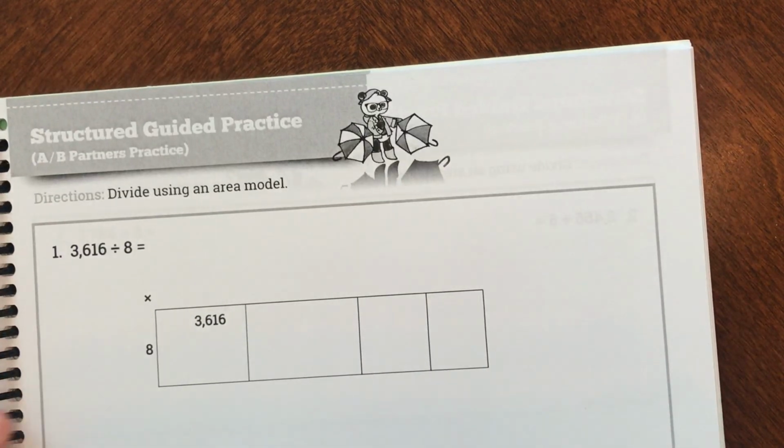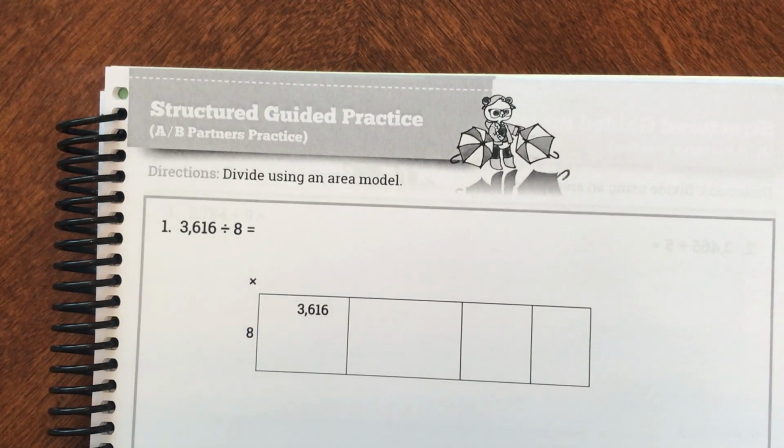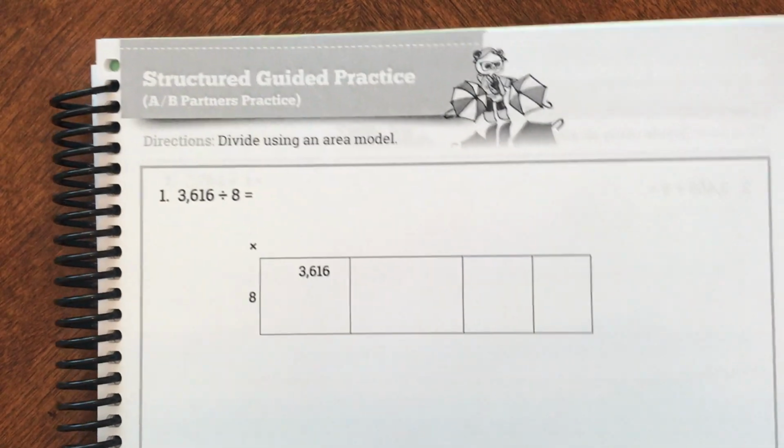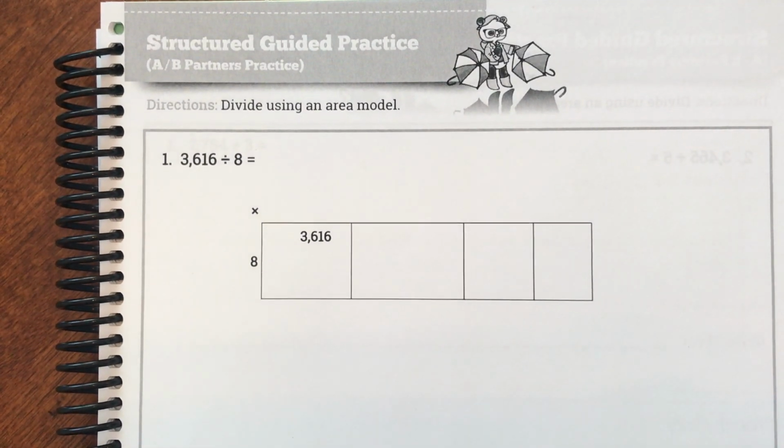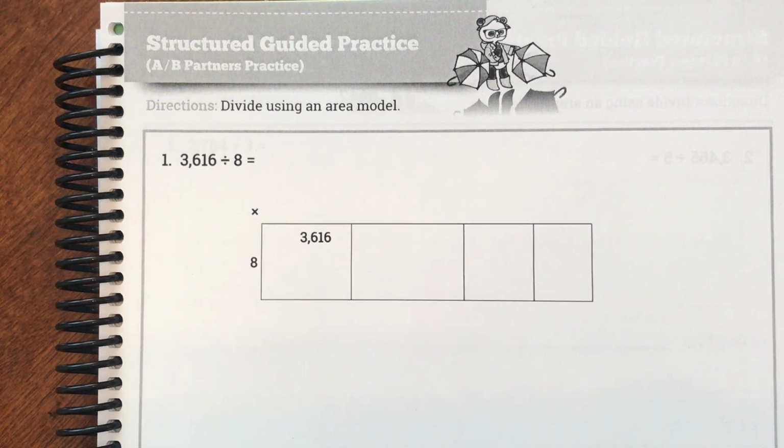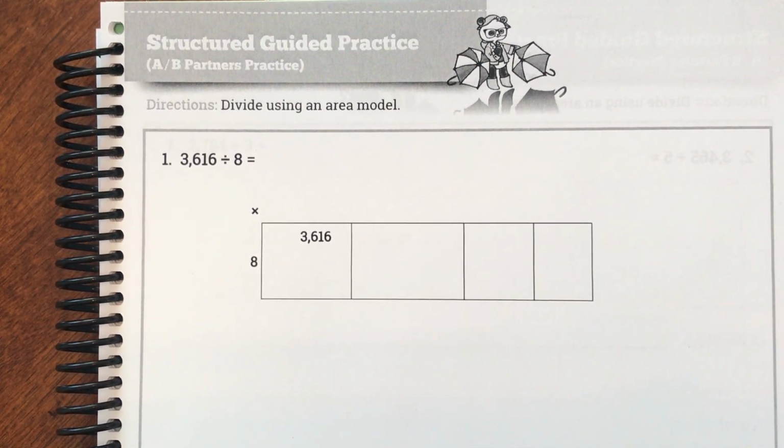Okay, let's try some of these together. We are on page 216. They've created kind of a small box for us. We don't have a lot of room in this box, so I'm going to do my best writing in it because it's so little.